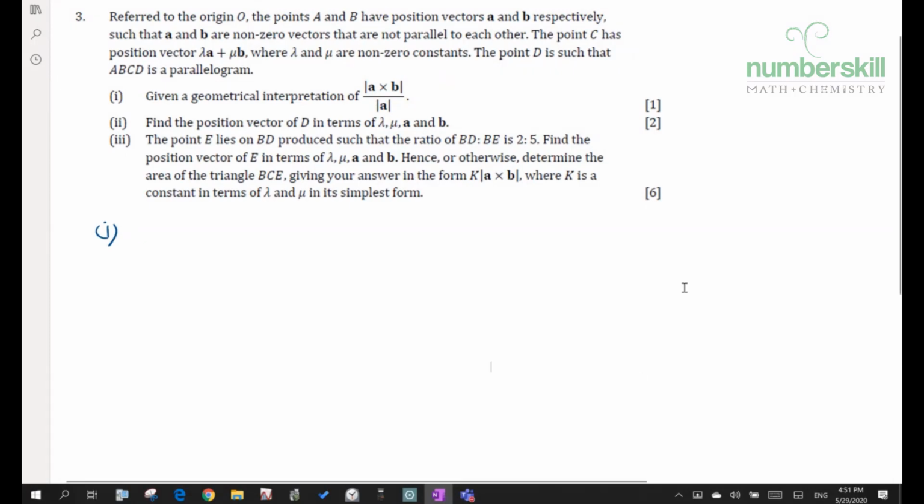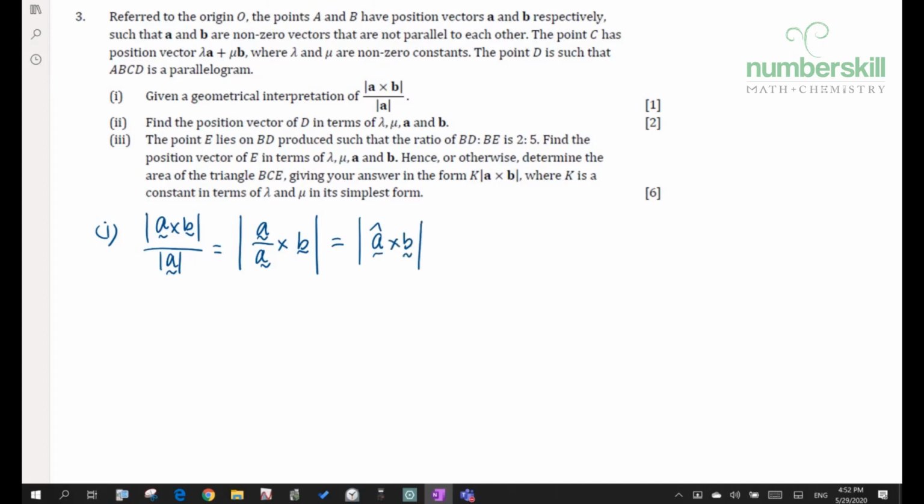So there are two ways I can think of. One is rather easy, and that is this. You probably can understand that the mod can be taken up like that. You can put the mod together, and you can see that this becomes A cap cross B. Then you say, Mr. Tang, no such formula A cap cross B. I heard of A cross B cap, right? And if you can recall, A cross B cap is this one.